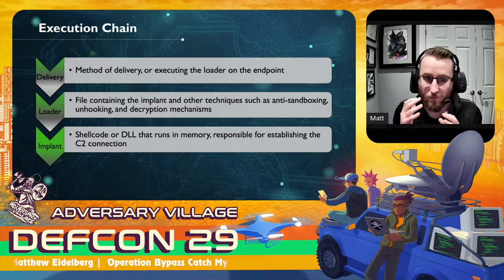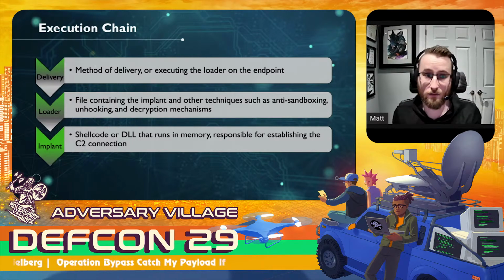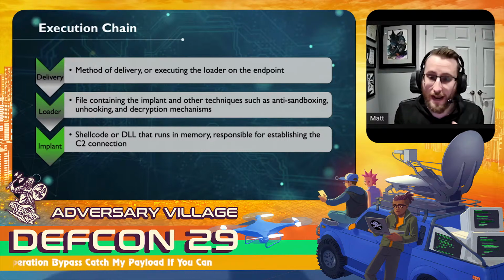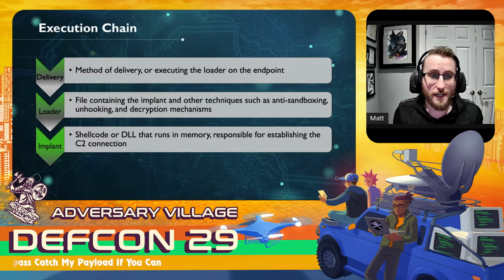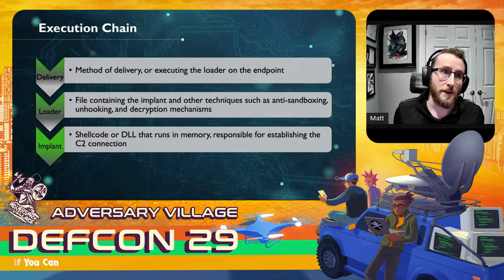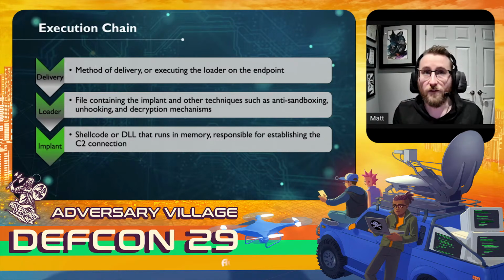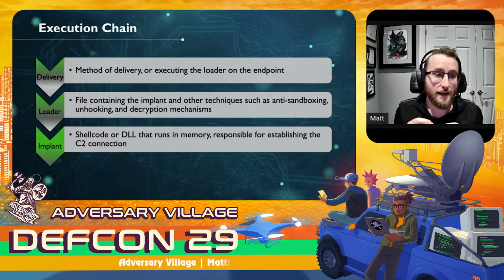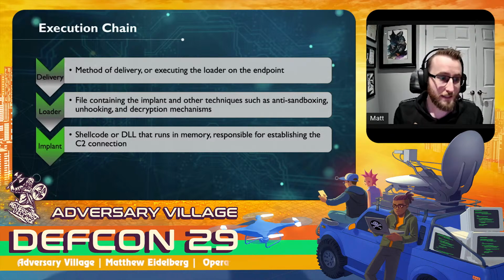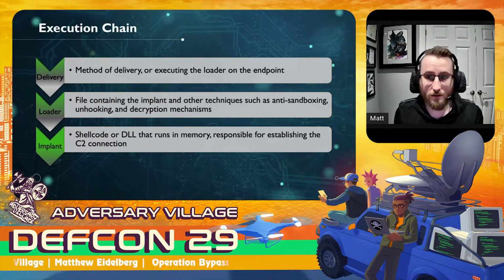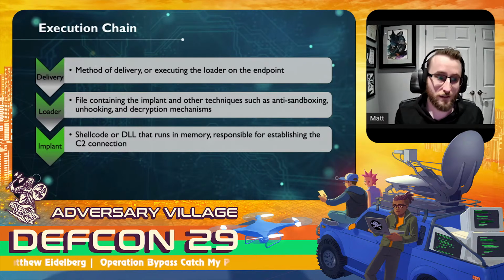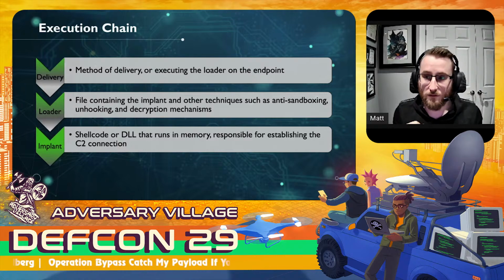The second area is the loader itself, whether it be a binary, a DLL, a JScript file, what have you. This is the file that contains your implant, as well as whatever techniques you're going to introduce, whether it be anti-sandboxing, anything for unhooking DLLs, or a decryption technique. These are the things that happen inside this process before your actual implant runs. And I like to define the implant as the shellcode, or in Cobalt Strike, the reflective DLL that runs in memory and is responsible for establishing the remote connection out.